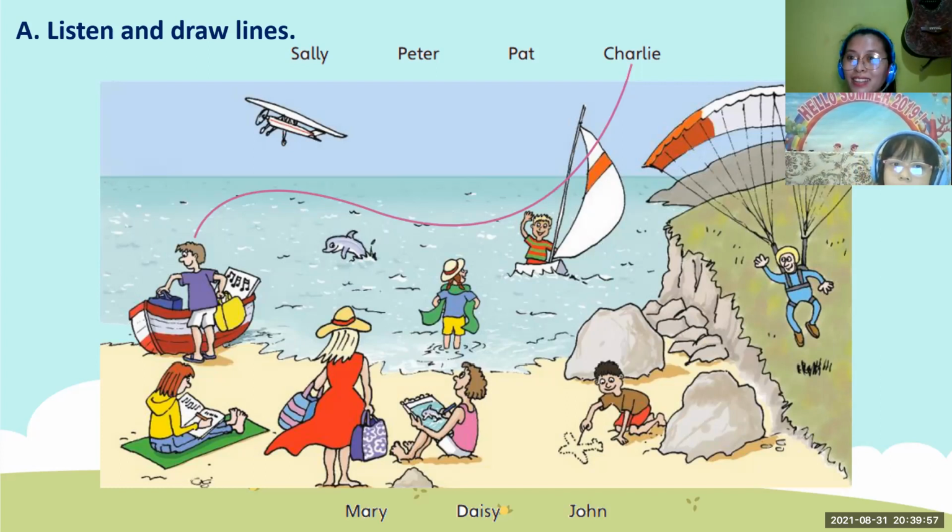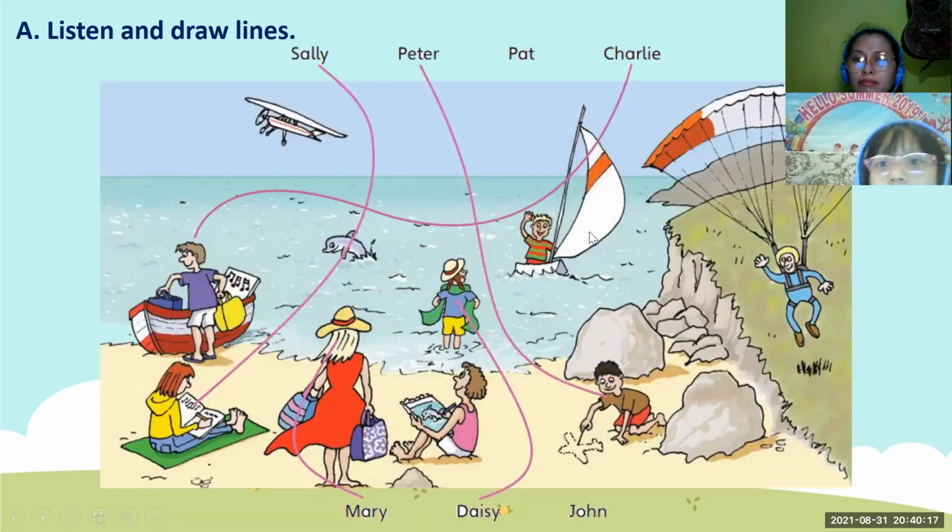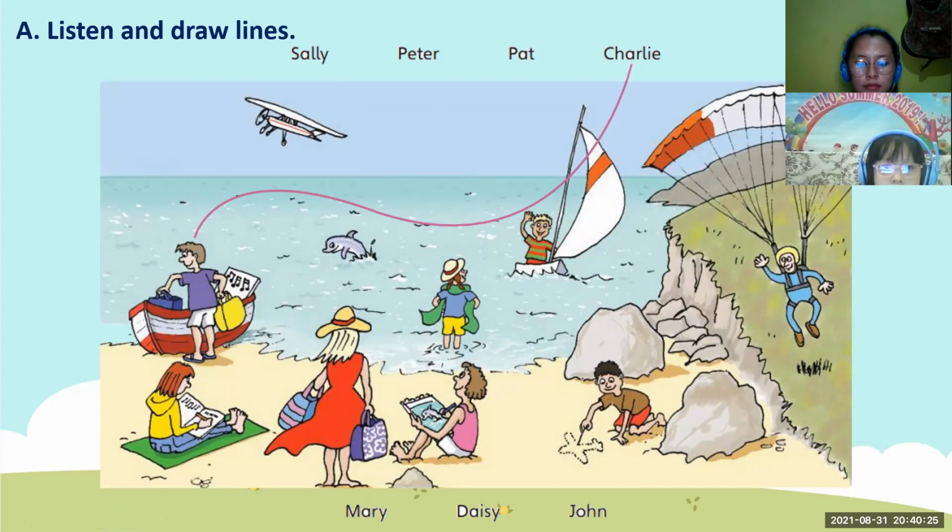Okay, what is Charlie doing there? Charlie is? Okay. Yeah, but there's no listening here. You just need to describe what they are doing, because there is no listening skill here. No attached listening skill. Okay, so Charlie is where?